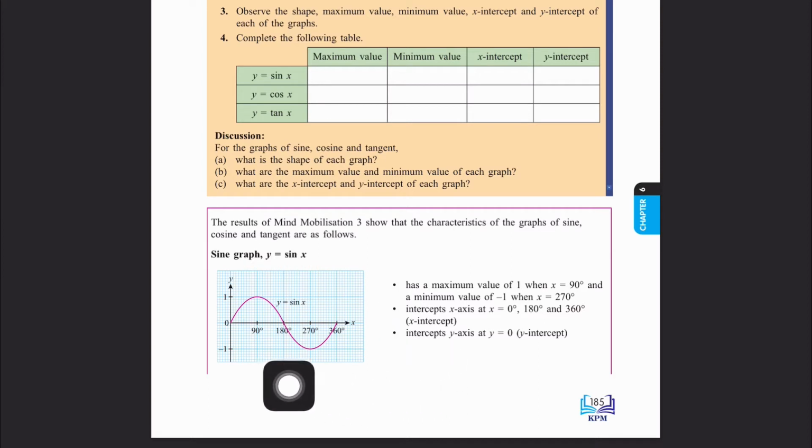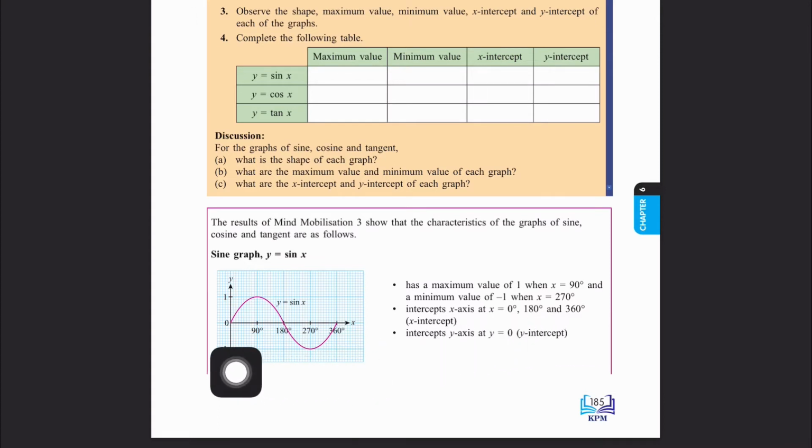Look over here. This is the general shape of the graph y equals sine x. From 0 until 360, it has a maximum value of 1 when x equals 90 and a minimum value of negative 1 when x equals 270. When 90 we have the maximum value of 1, when 270 we have the minimum value of negative 1. It intercepts the x-axis at x equals 0, 180 and 360. So we call this the x-intercept.